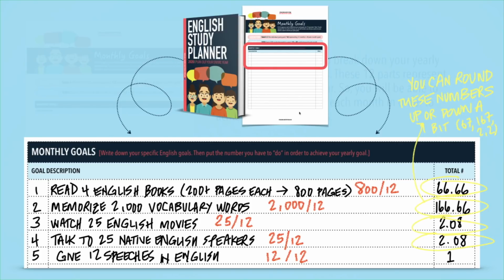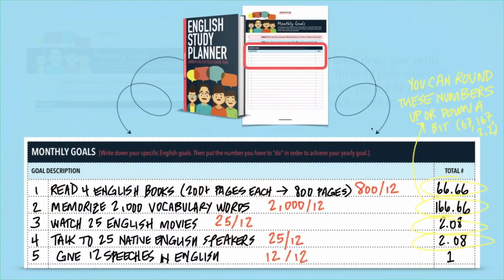Which means divided by 12 will be 66.66. Now, you'll see I did the same thing for number 2, 3, 4, and 5. But what you'll also notice is there are decimals. Don't worry. Depending on the number you choose, when you start dividing, the numbers may start to look a little complicated. But look at my screen again. You can round these numbers up or down a bit.